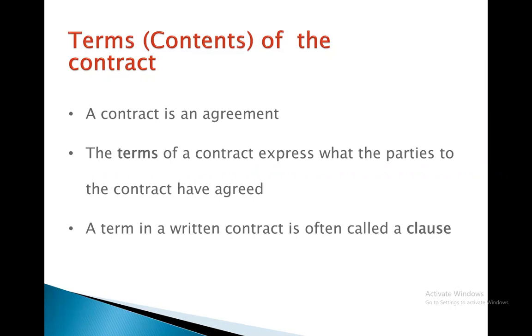A contract is essentially an agreement, that yes, somebody has made a proposal, another has accepted, and all that. But fundamentally, what have they agreed upon? What is it that they have agreed upon? That which they have agreed upon is what would amount to the contents of the contract, the terms of the contract, as it were.